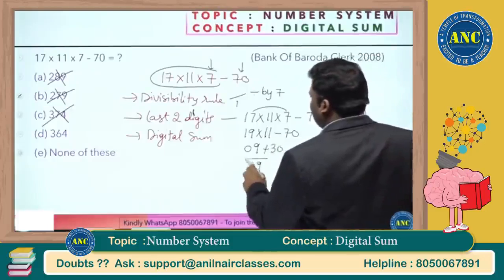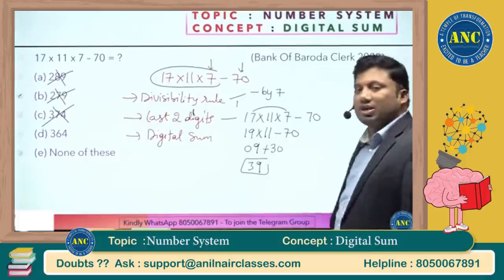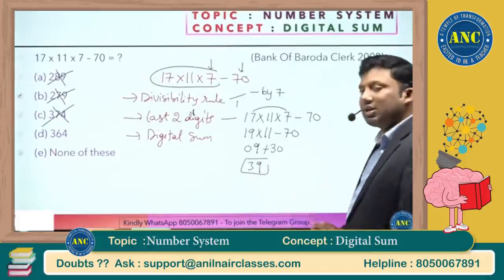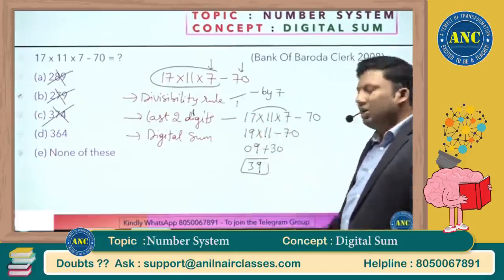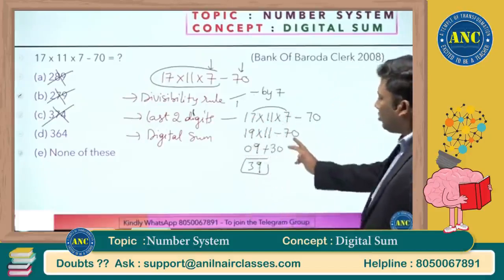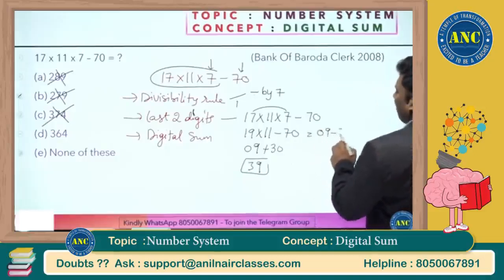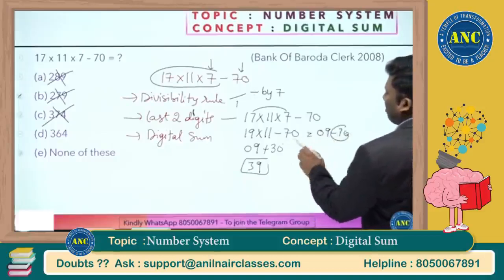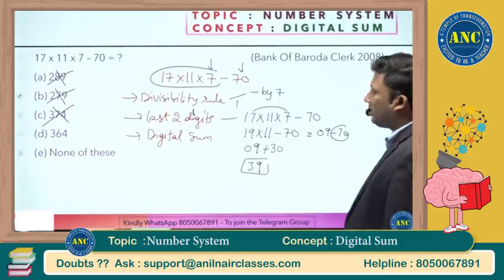So the last two digits, it is 39. 17 7s are 119. 19 into 11, 209. 209, it is 09 minus 70. Negative remainder minus 70, positive remainder 30. 30 plus 9 is 39. Last two digits, it is 39.